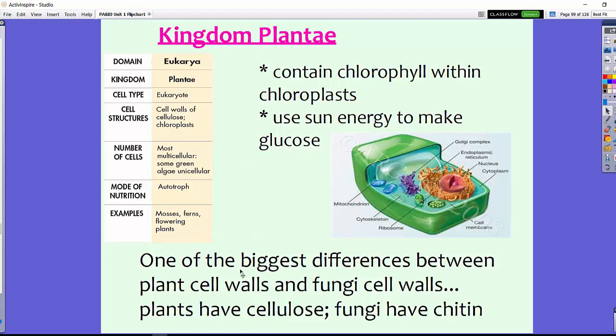So one of the biggest differences, as I mentioned, is that plants have cell walls made of cellulose, whereas fungi have cell walls made of chitin. So this is a big distinction between the two. And while plants are autotrophic and fungi are heterotrophic, that's another big difference. But if you were just to look at something, you'd be able to tell what one is just by looking at the cell wall, the cellulose versus chitin.